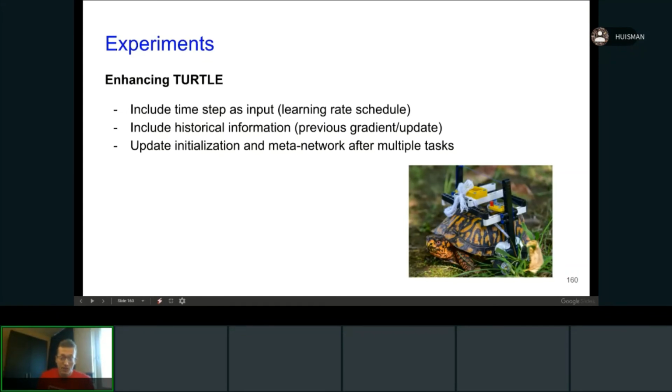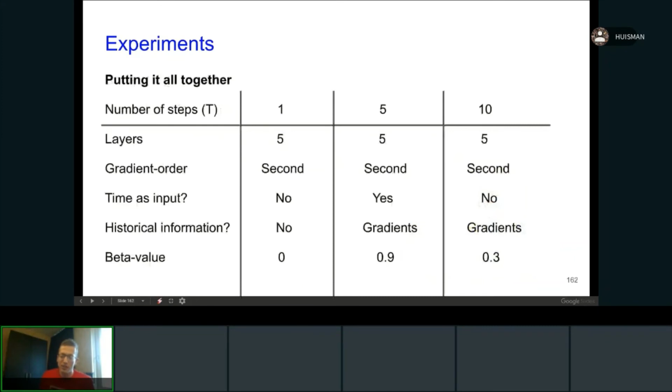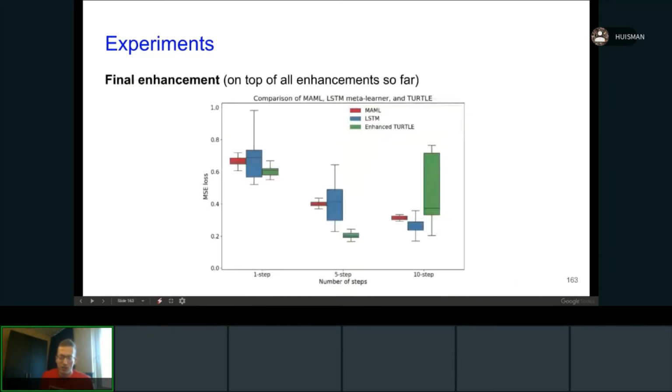And the last enhancement, which was quite important, is to learn a learning rate per base learning parameter. And if you combine all of these findings together, again, I'm not going to show you the full results, but if you put all of these findings together, then you really can expect to see something like this. So if we make one update step, Turtle is already decently good compared to MAML and the LSTM meta learner, although the LSTM does achieve the best performance.